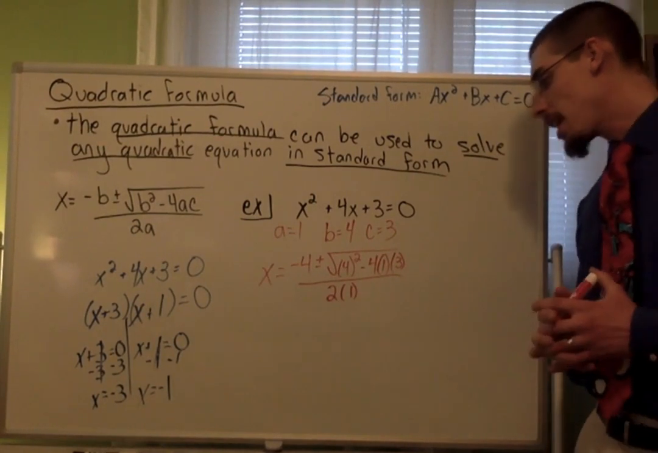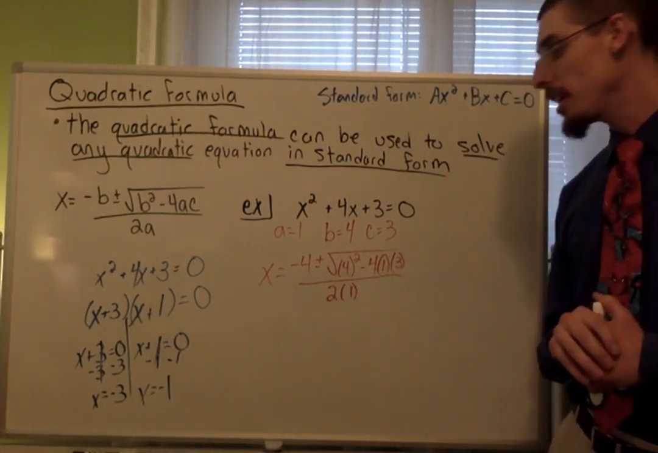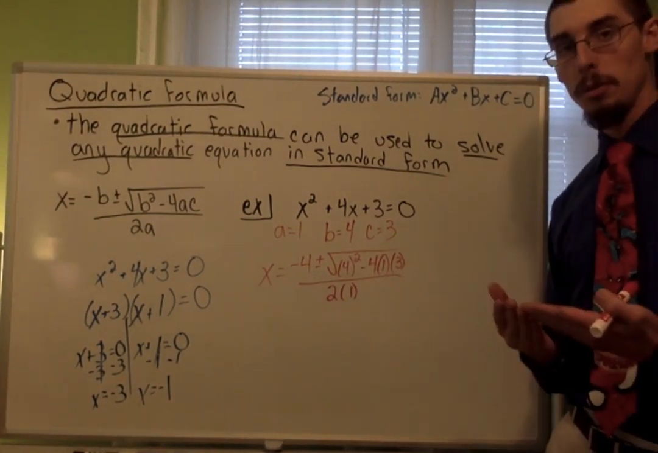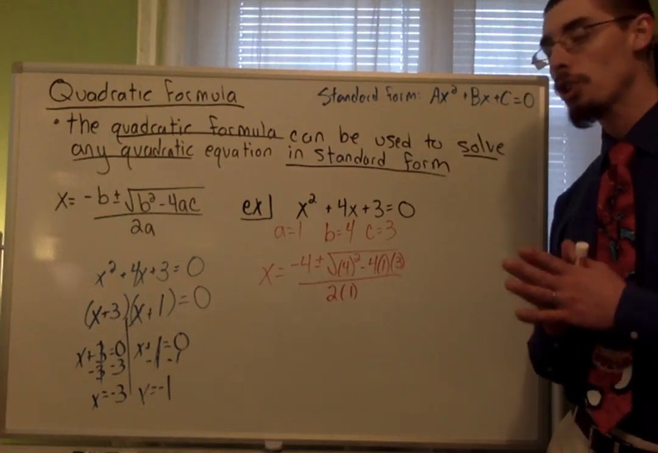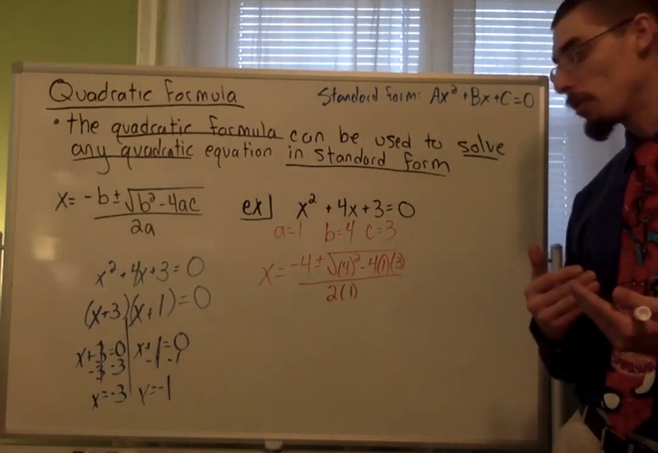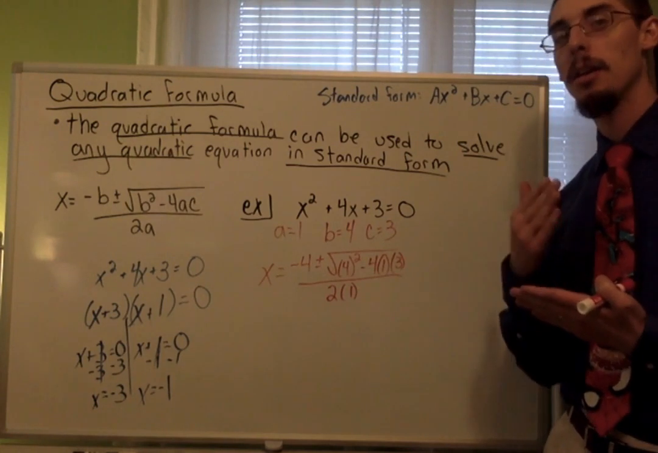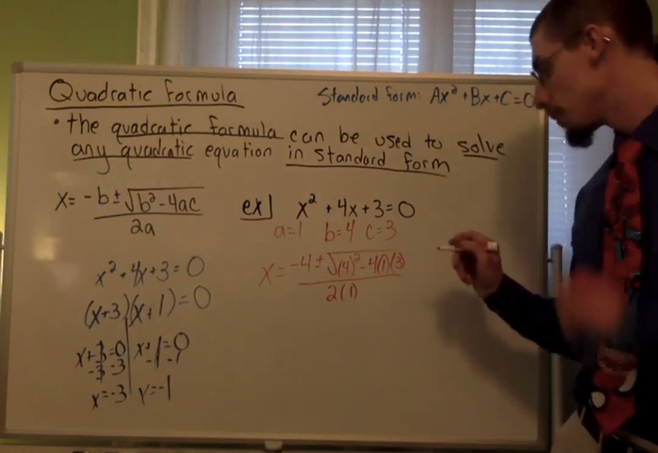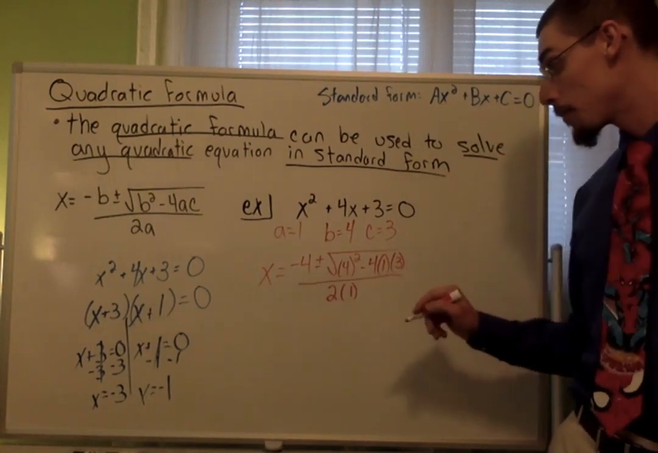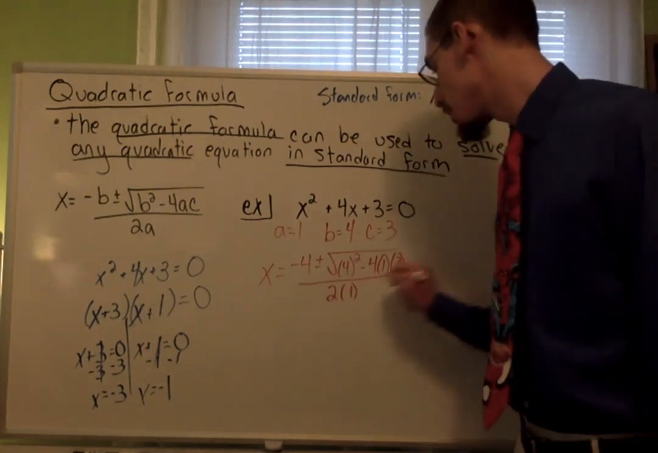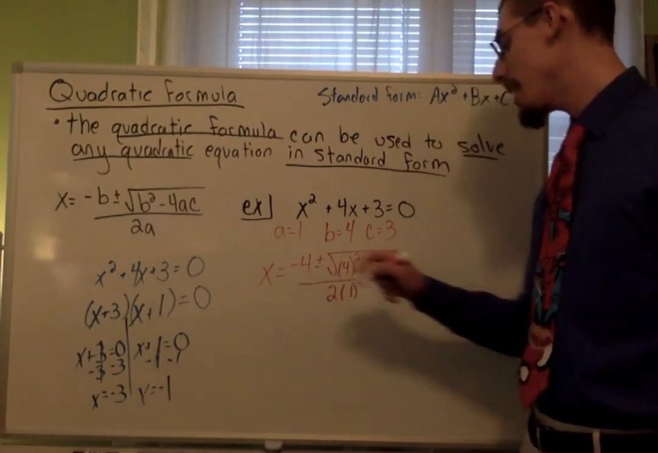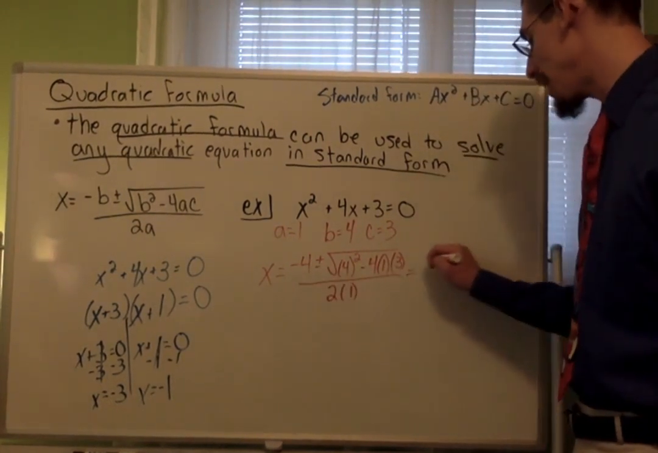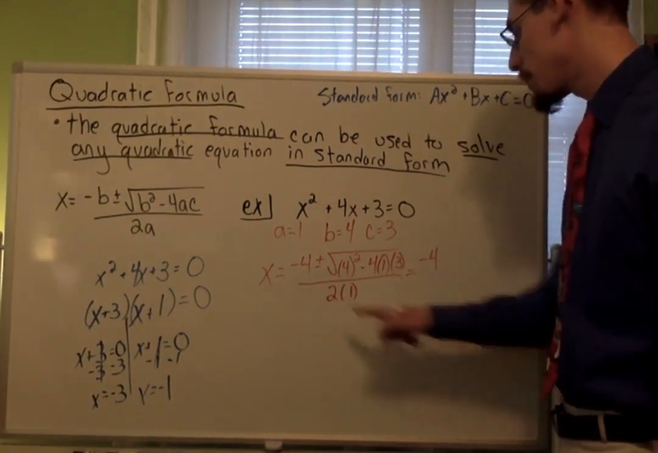Now, with such a complicated looking formula, it is easy to get overwhelmed. So don't try to do too much at a time, right? Take it piece by piece. So if we look here, well, first, that negative 4, I can't really do anything to that. That's just going to stay negative 4.